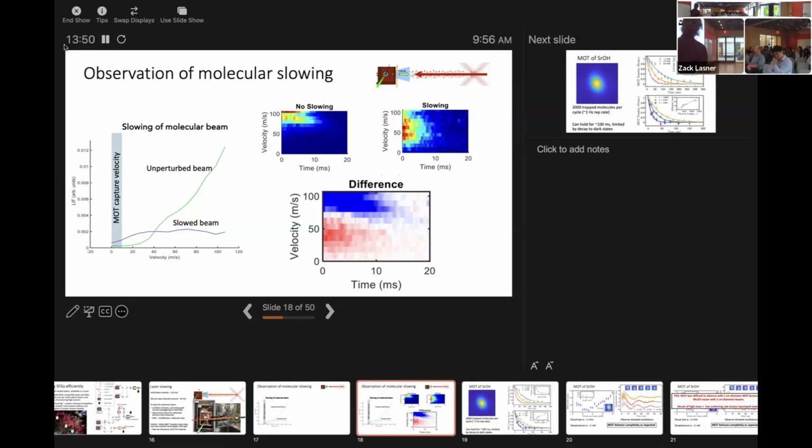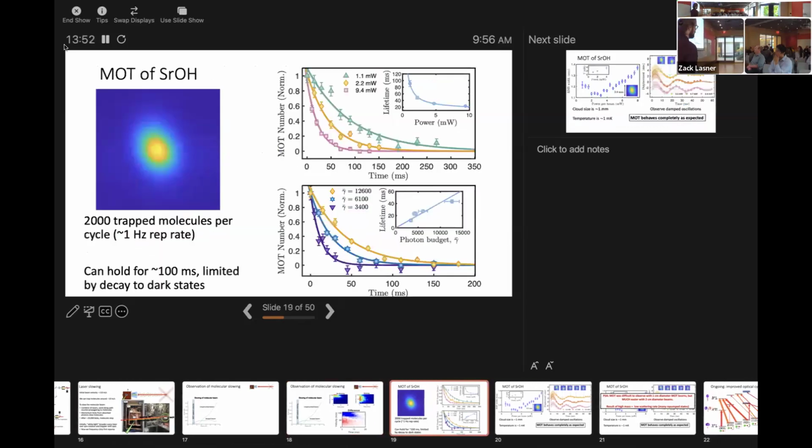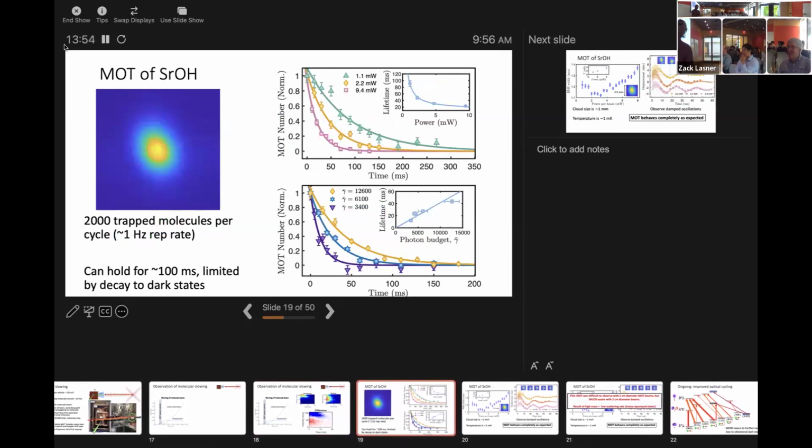Then we moved on to the MOT, and skipping 9 months of very painful work, the MOT worked. This is a picture of our MOT. This has about 2,000 trapped molecules in it. We can generate this about once per second.